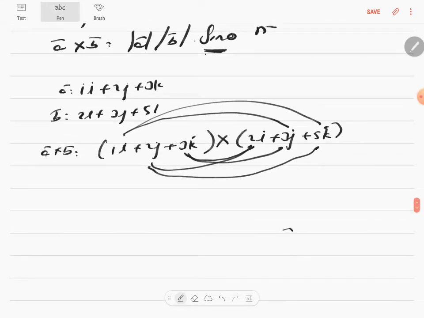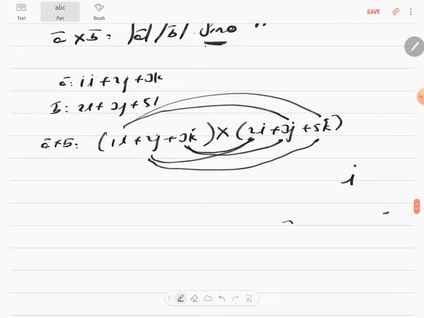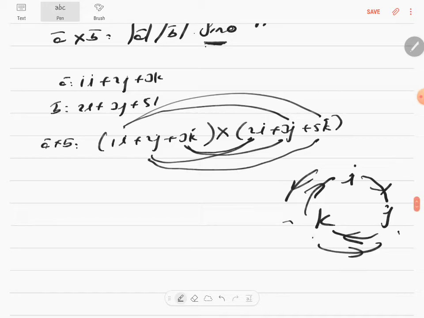And the simple rule for crossing is write an i here, j here and a k here. An i cross j is k. A j cross k is i. A k cross i is j. You have to go clockwise. But in case you are going to go anti-clockwise, it will become minus. For example, i cross k will be minus j. A k cross j will be minus i.